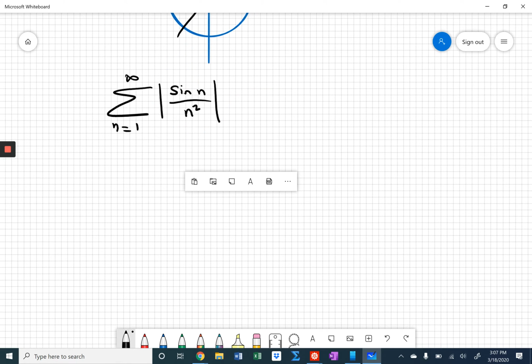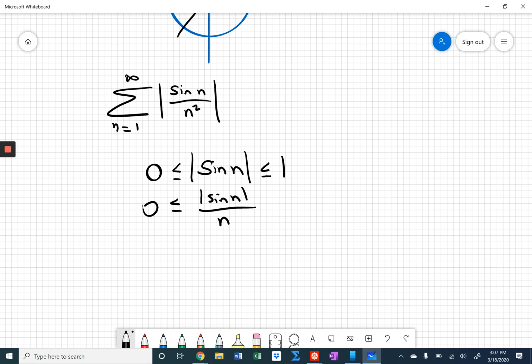Now, we know that sine of n is bounded between -1 and 1. So if I take a look at the absolute value of the sine of n, that's going to be bounded between 0 and 1. All right. Now I can divide through by n squared. I still end up with 0 on this end over here. I get the absolute value of sine of n over n squared, which is less than or equal to 1 over n squared.